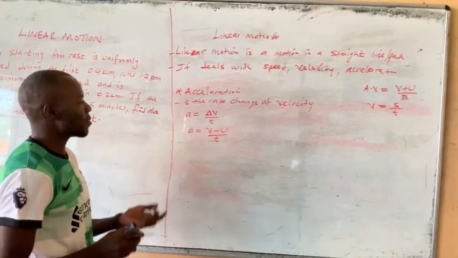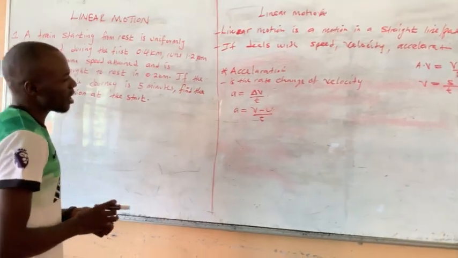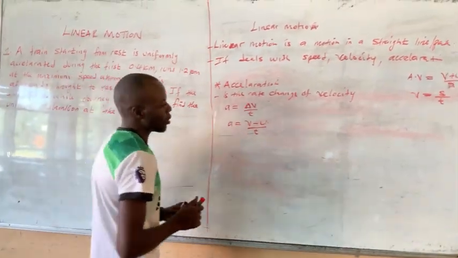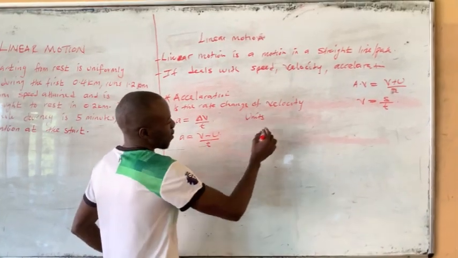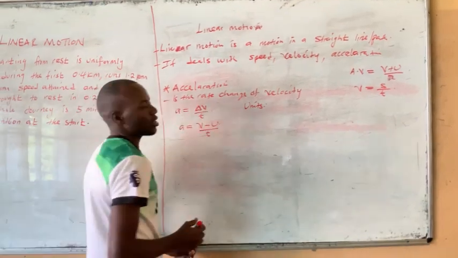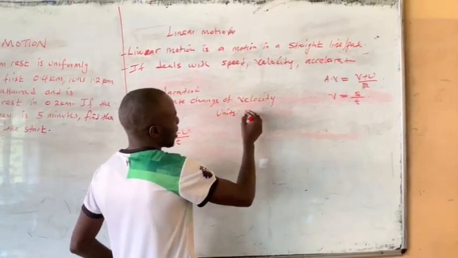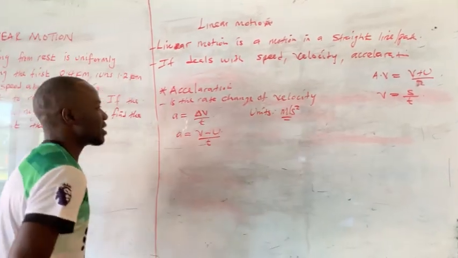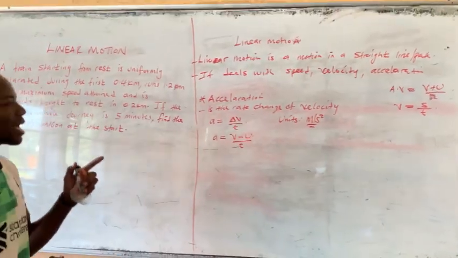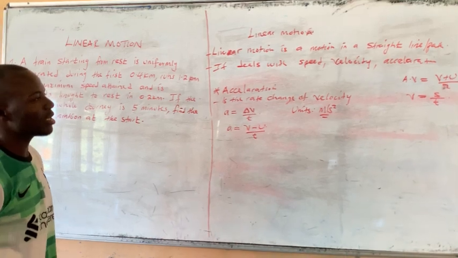This is the formula for acceleration. Now when you look at this equation, let's not forget units. What are the units for acceleration? Units for acceleration are meters per second squared. So acceleration is measured in meters per second squared.